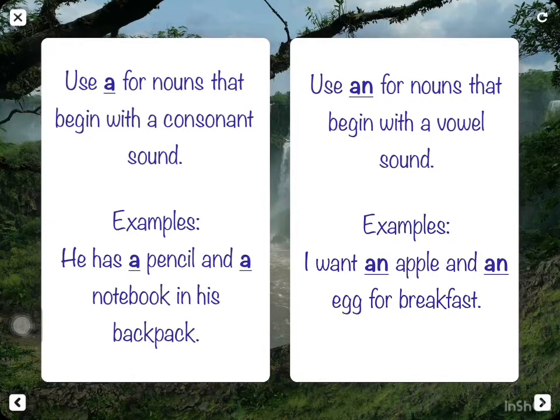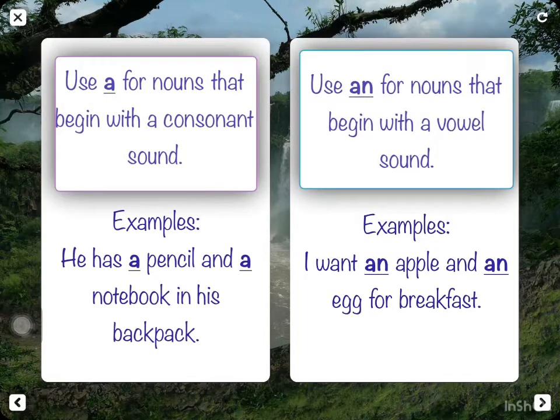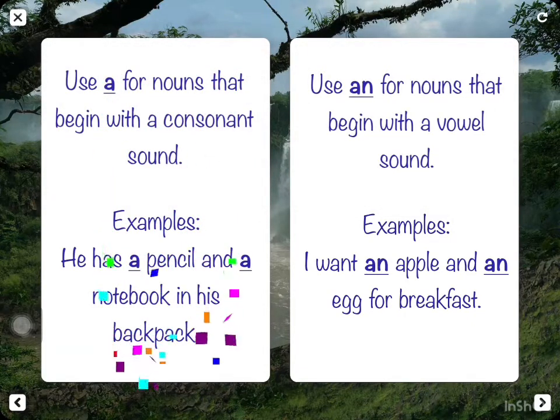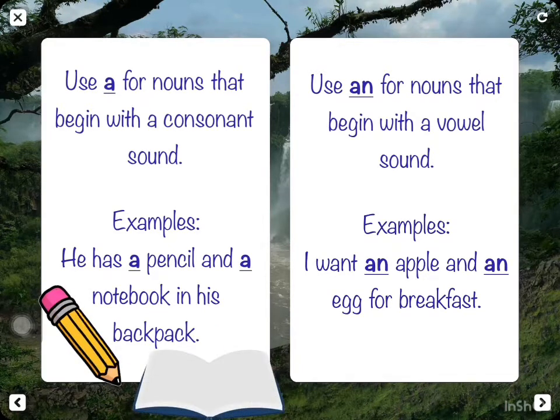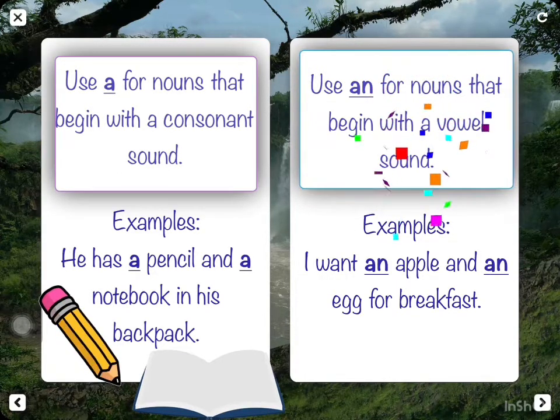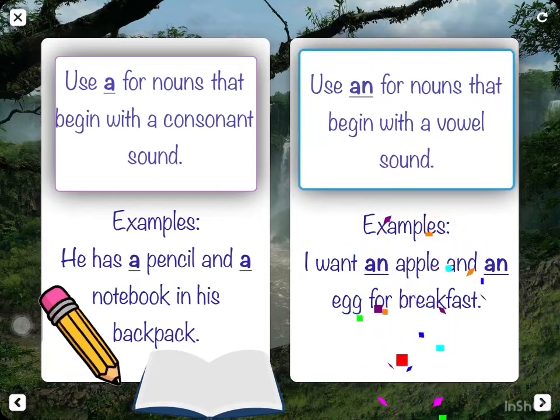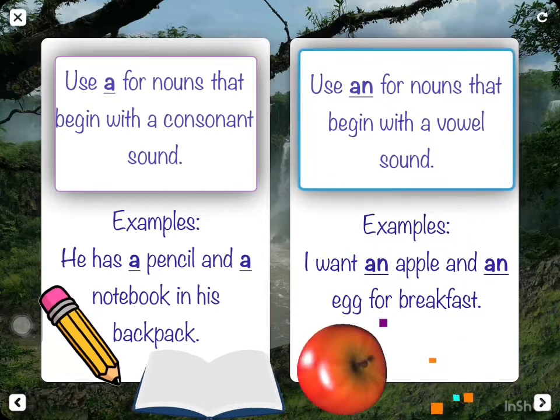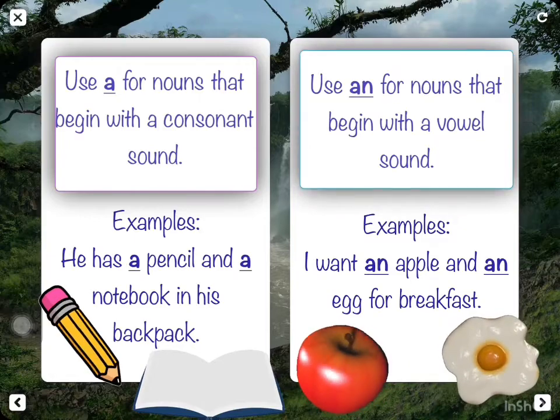Let's see the rules for using a and an. A and an are articles that are used only for singular nouns: one animal, one person, one thing, and one place. Use a for nouns that begin with a consonant. Example: he has a pencil and a notebook in his backpack. Use an for nouns that begin with a vowel sound. Example: I want an apple and an egg for breakfast.